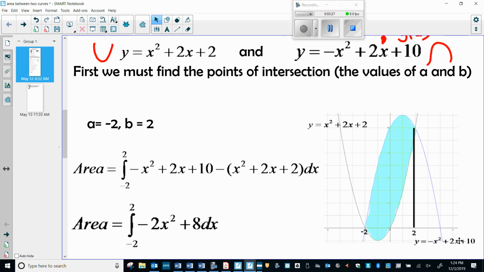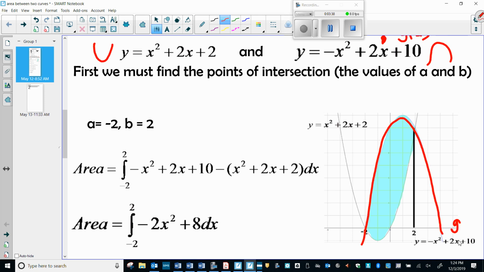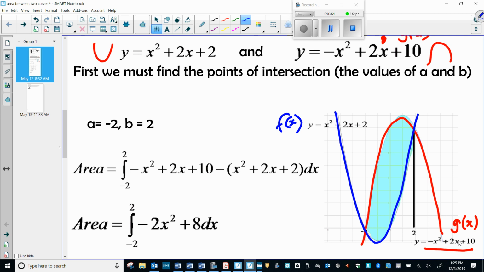The lines are pretty faint, aren't they? Okay, so this is my g(x), because that's the negative x squared plus 2x plus 10. And then this is my f(x). Oh, I've just gone straight through the plus. And obviously we want the area in between those boundaries.